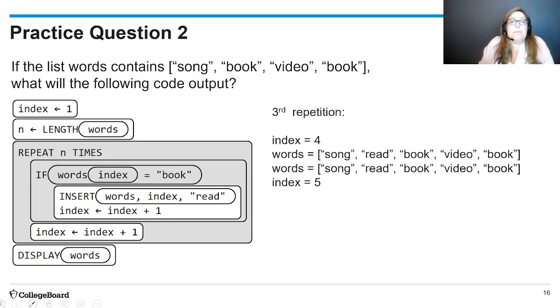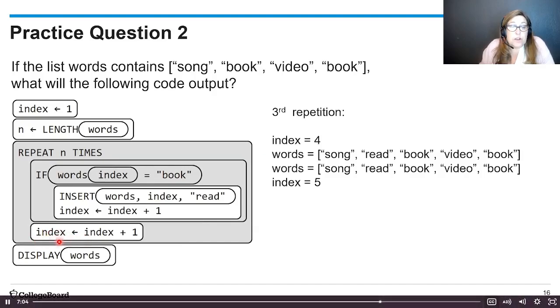In my third repetition, index starts at 4. I'm going to look at words at 4: song, read, book, video. Video is not book, so words does not change, but the index will go up outside of the if by 1, which makes it 5.